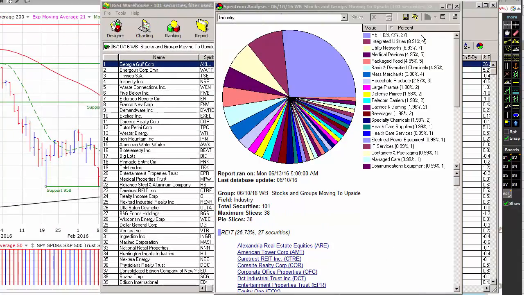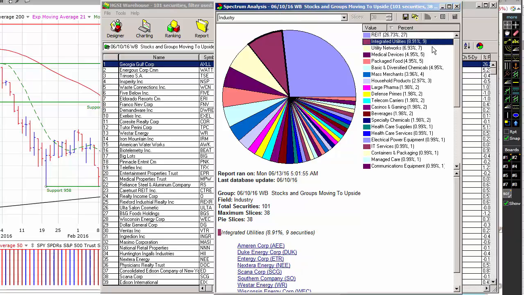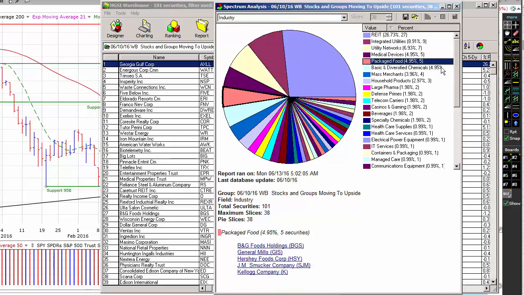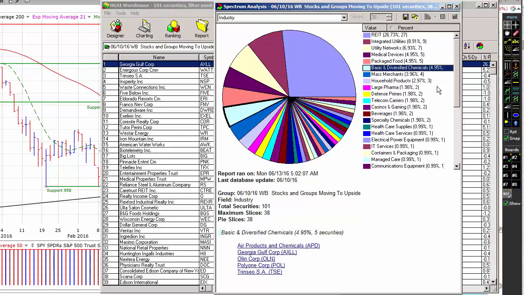Friday, of the top 100 most powerful stocks in the most powerful industry groups, over a quarter came from the real estate investment trust industry. That's 27 stocks. We had 9 from the integrated utilities industry. Utility networks, we had 7 stocks. And rounding out the top 5, we had medical devices, packaged foods, and basic diversified chemicals, all with 5 stocks each in the most powerful stocks in the most powerful industry groups.